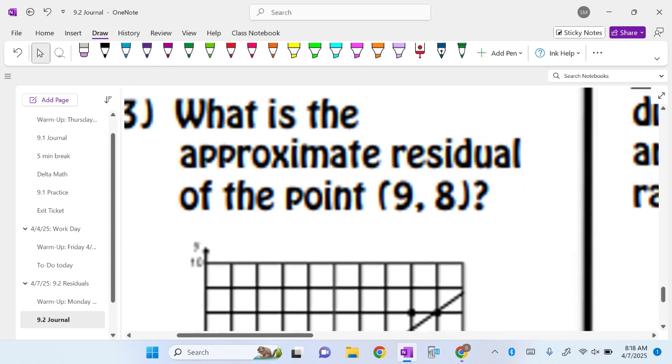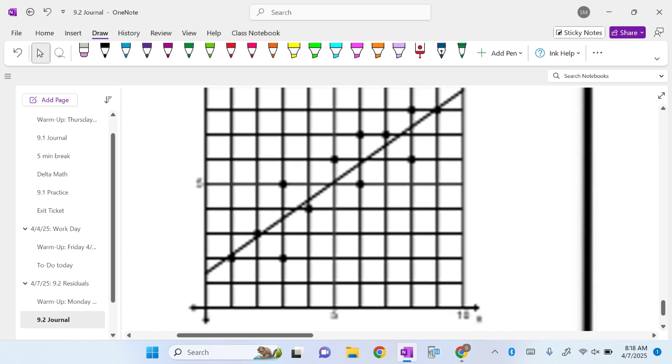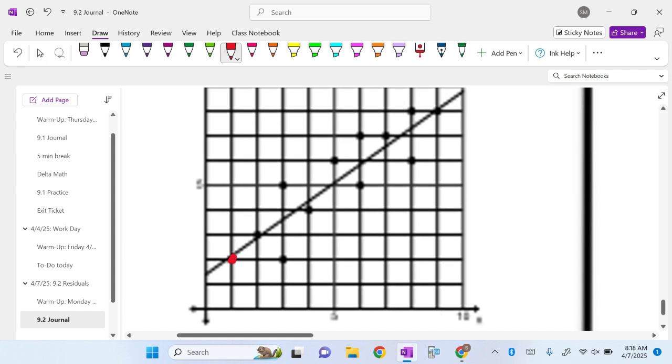Now, last one. So we're finding the approximate residual of (9, 8). So I'm going to redraw my points real quick. Again, you guys should probably be able to see them pretty well on your journal, but just for looking at the board's sake. And I'm going to draw the line. And since one of them goes through the point, I'm going to redraw on top. All right. So (9, 8) is right here.